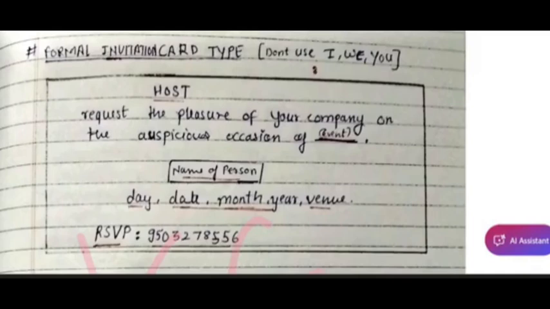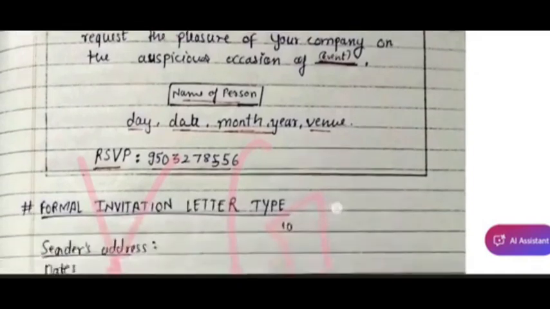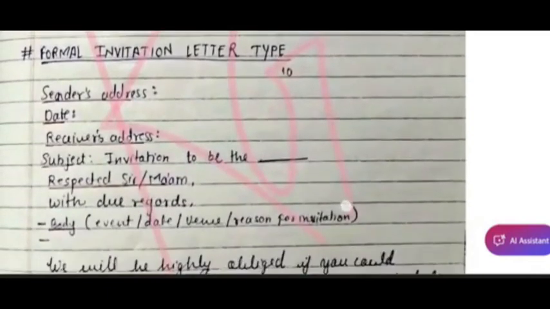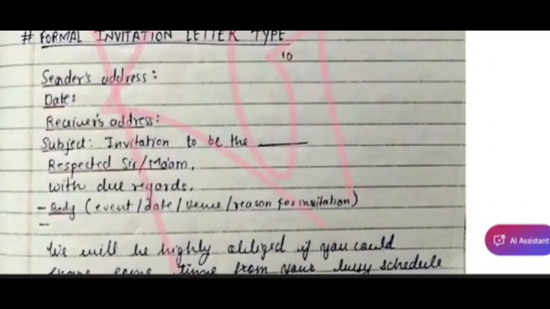Do not miss any single thing from this format. Here is a sample format of a formal invitation letter: sender's address, date, receiver's address. The starting format is the same as our formal letter to the editor.